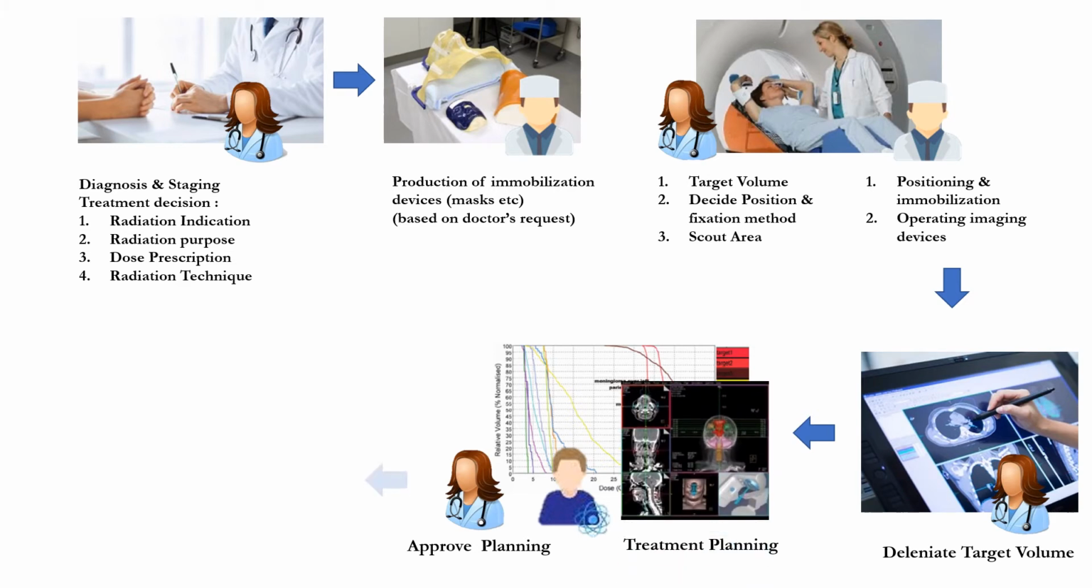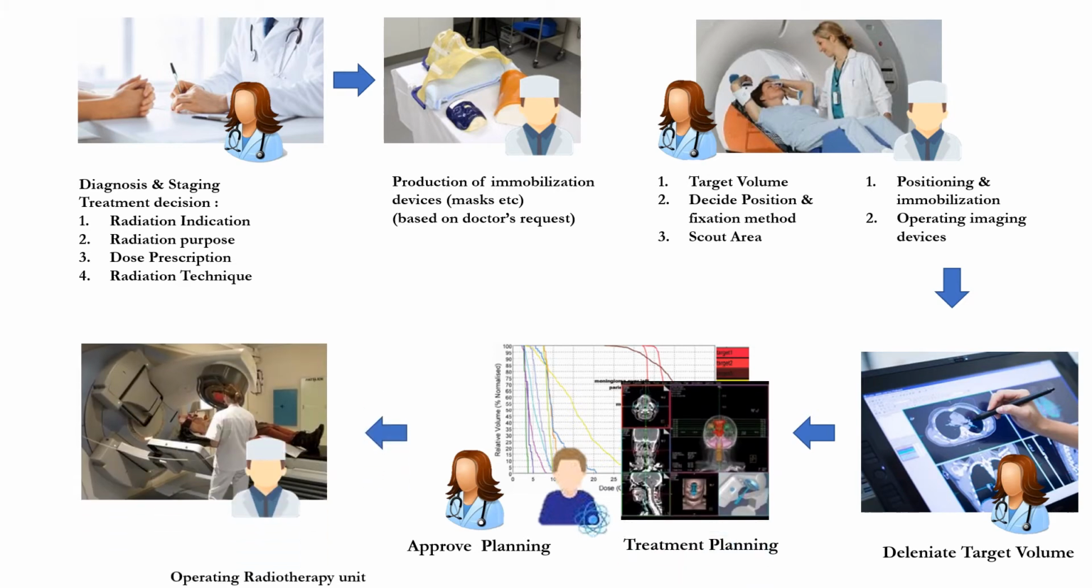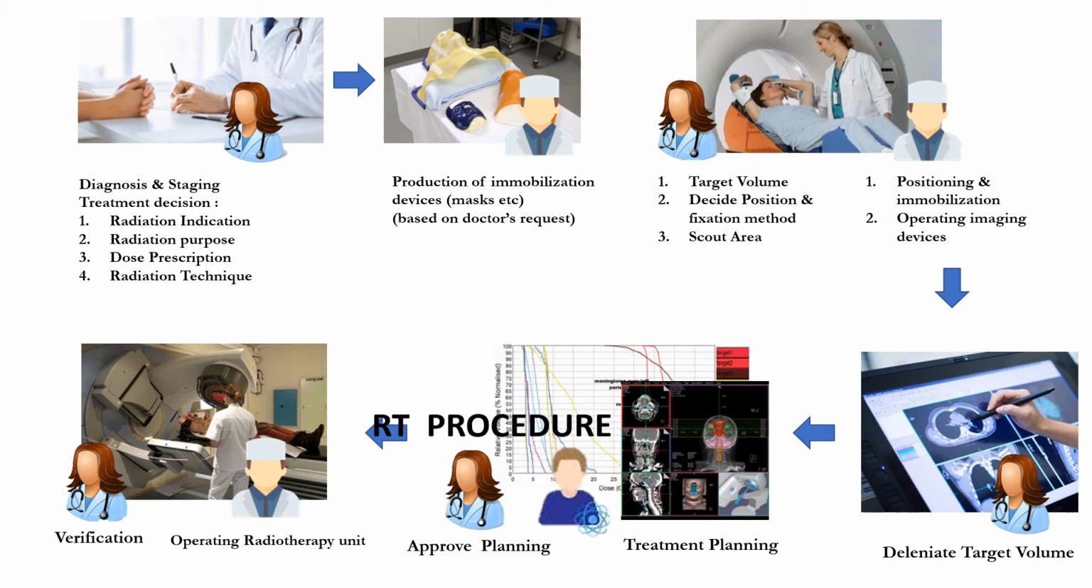Then, the patient will be sent to the treatment room, where verification of the treatment planning will be done before the radiation is given. Verification can be done in a 2D method called EPID or 3D by cone beam, based on the radiotherapy technique planned. And after everything is checked in accordance, then and only then can radiation be given.